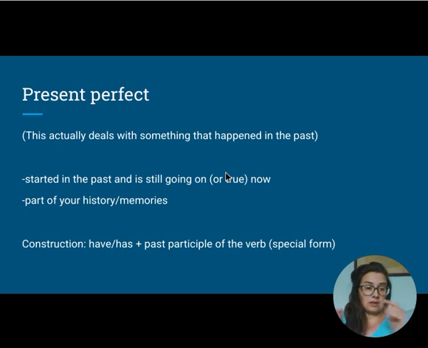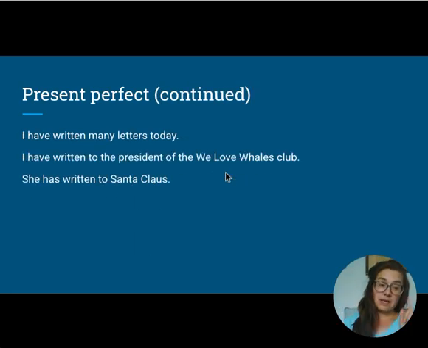The construction at the bottom says you use the auxiliary or helping verb have, or has, depending on which person is doing it. For example, she has, or I have. Then you take the past participle of the verb, which is a very special form of the verb, and we're going to look at that in a minute. So here are some examples of sentences that use the present perfect. I have written many letters today. So it started in the past. It's still true. It's something that I did in the past, but it affects me today.